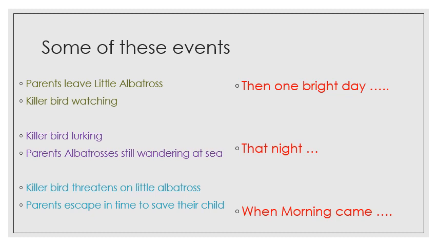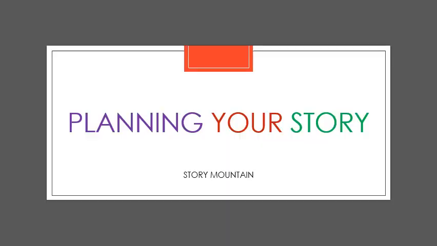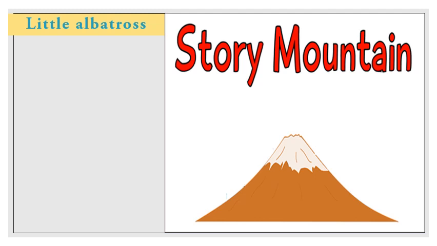All right. Now, using this, we can plan our story using what we call the story mountain. Let's look again at how The Little Albatross is planned. The story mountain has the beginning, the middle, and the ending, which means the story has a definite start point where the characters are introduced, then how it progresses to the danger of the little albatross, and then the ending.